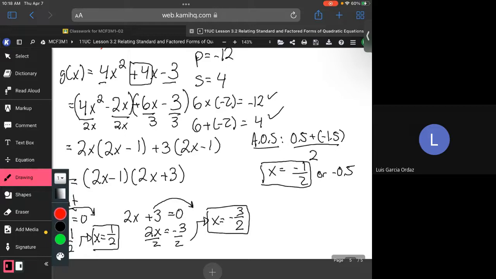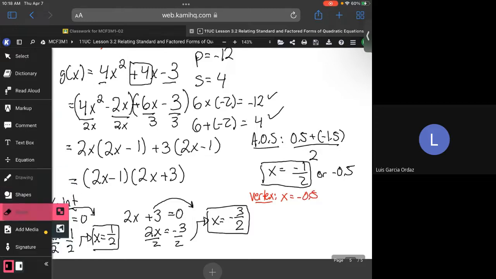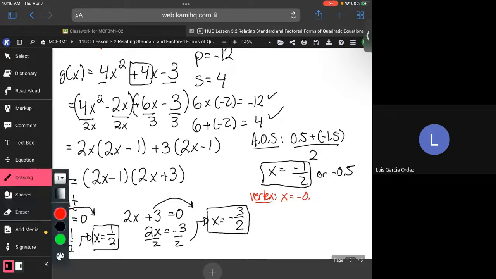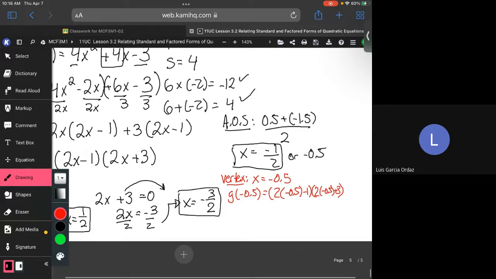Olivia? Plug in the axis of symmetry into the x values. Yep. So vertex. So I know x is equal to negative 0.5. So I'm going to plug it into my factored equation, which is g of negative 0.5 is equal to 2 times negative 0.5 minus 1 times 2 times negative 0.5 plus 3. So what does my first bracket give us?